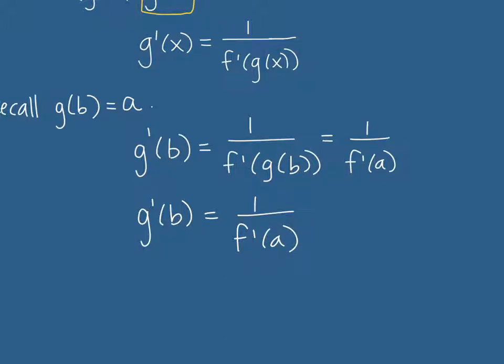G prime is the derivative of the inverse. F is the original function. And so we say the derivative of the inverse is the reciprocal of the derivative of the original, but you got to plug in the opposite number. Okay, this is the one weird thing about inverse derivatives. If you're finding the derivative at a particular number, you don't actually plug that number in. You plug in what it's paired with because you're working with an inverse. Do you see that? It's not just g prime of b is 1 over f prime of b. The b is not what gets plugged in. It's the a that gets plugged in.